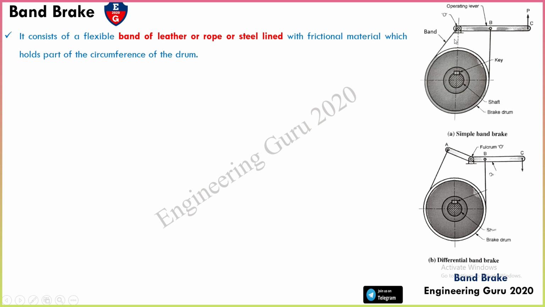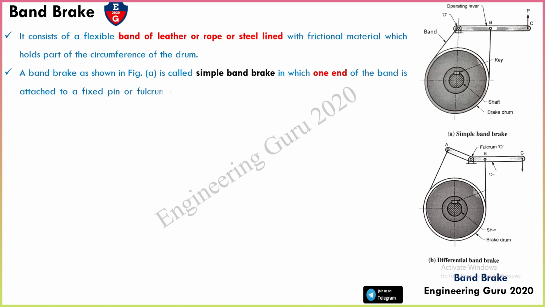Here in this figure we can see that this is the band, and this round portion is called the brake drum. This is the lever, with fulcrum point O. A band brake as shown in figure A is called a simple band brake.